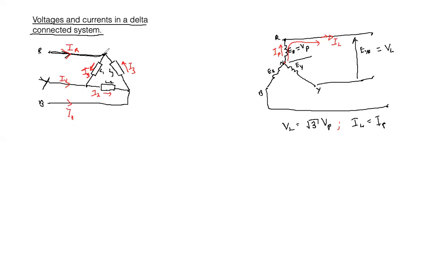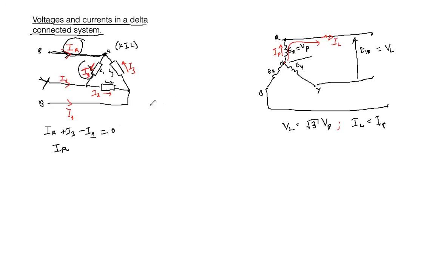So if we look at this point, let's call this node point A. Now, if we apply KCL at node A, what are we going to see? We are going to see that we have IR feeding into that node plus I3 feeding into that node minus I1 leaving that node is equal to 0. Okay. Now we want to find the relationship. Now this one becomes our line current, and this one becomes our phase current.